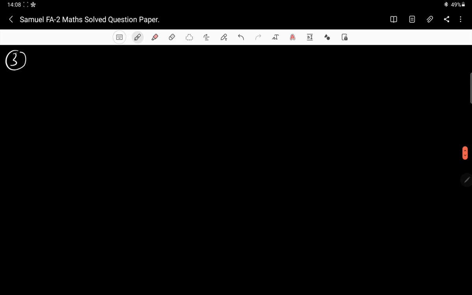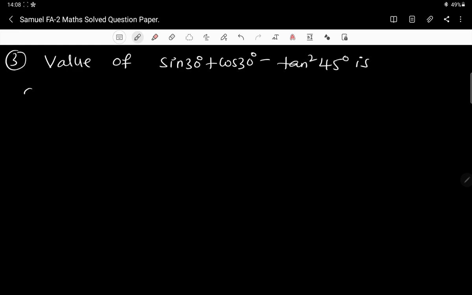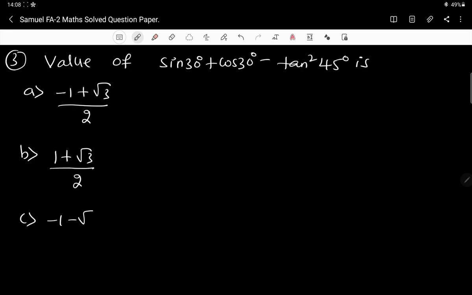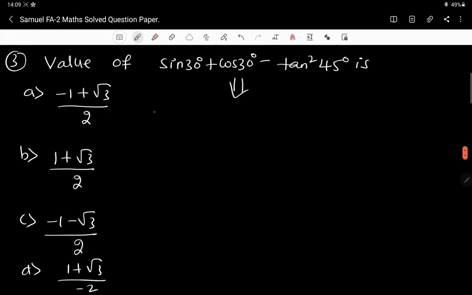Now, let us get on to the third question. The value of sine 30 degree plus cos 30 degree minus tan square 45 degree is. The options are: A, minus 1 plus root 3 divided by 2; B, 1 plus root 3 divided by 2; C, minus 1 minus root 3 divided by 2; D, 1 plus root 3 divided by minus 2. Let me solve it here only. Sine 30 is 1 by 2, plus cos 30, which is root 3 by 2, minus tan square 45. Tan 45 is 1, so tan square 45 is 1 square, which is 1 only.